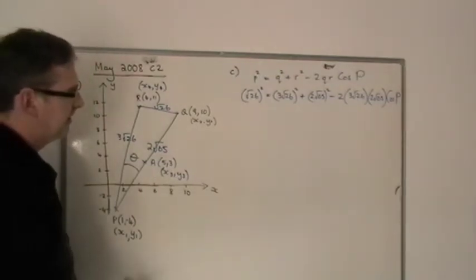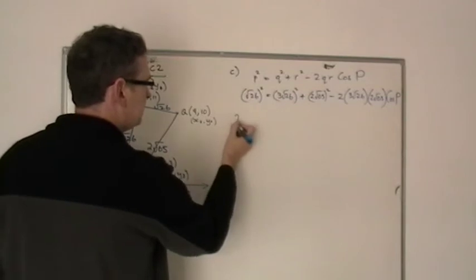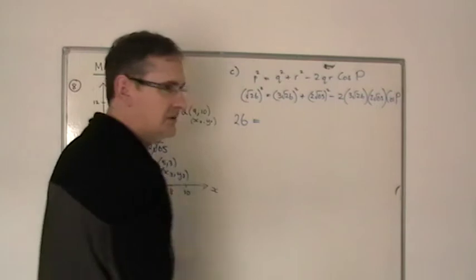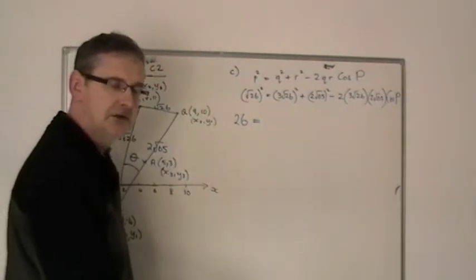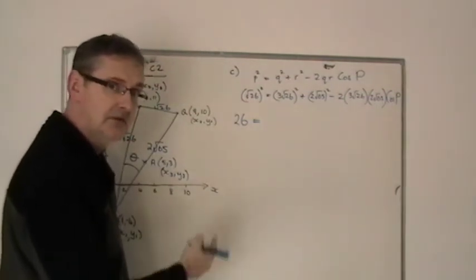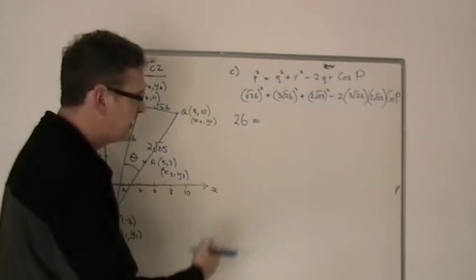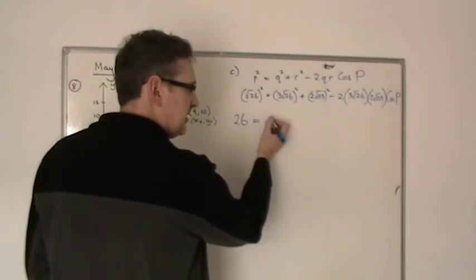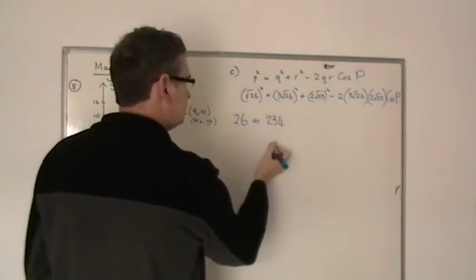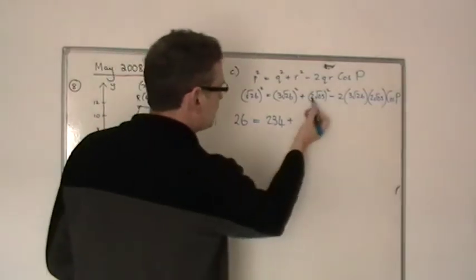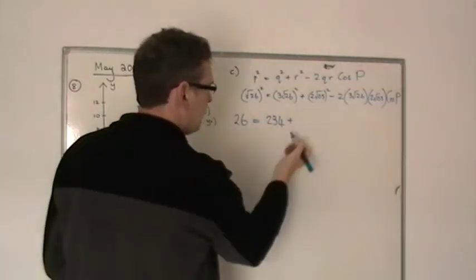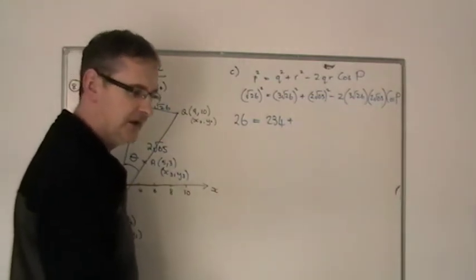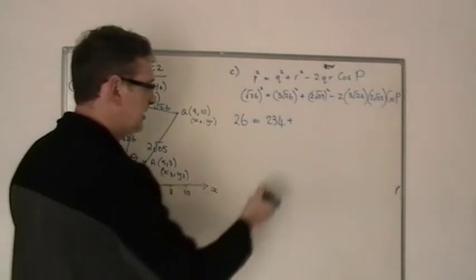Okay, let's just simplify things. Root 26, square it, 26. If you square this thing, square the 3, square the root 26, so you get 9 lots of 26. 10 lots of 26 is 260, so 9 lots would be 234. Plus, square 2 root 65. Square the 2, you get 4. Square the root 65, you get 65. 4 times 65 is 260.